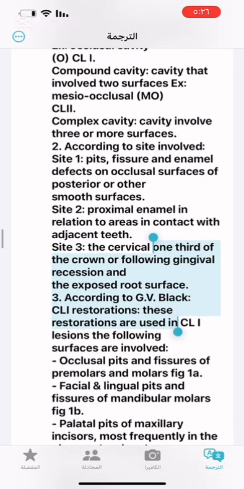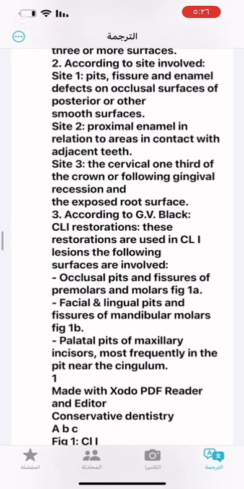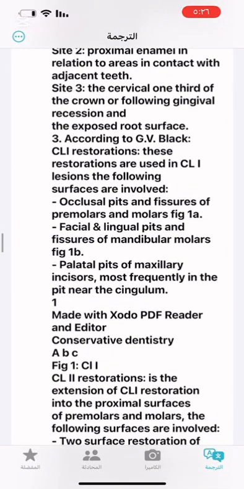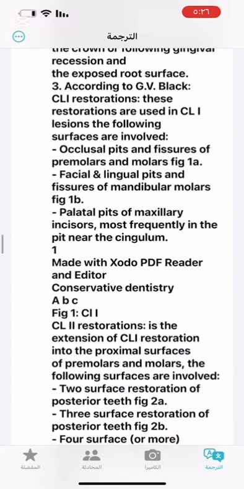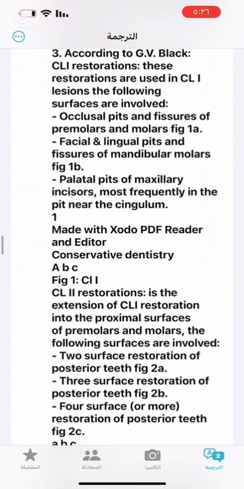Site 3: the cervical third of the crown, or following gingival recession, the exposed root surface. 3. According to G.V. Black, Class I restorations. These restorations are used in Class I lesions. The following surfaces are involved: occlusal pits and fissures of premolars and molars, Fig 1a; facial and lingual pits and fissures of mandibular molars, Fig 1b; palatal pits of maxillary incisors, most frequently in the pit near the cingulum.